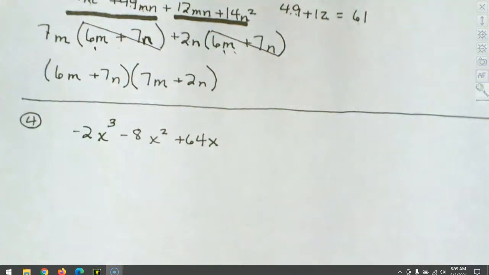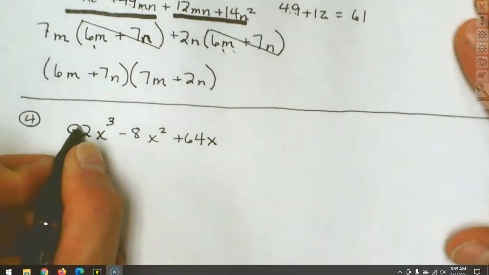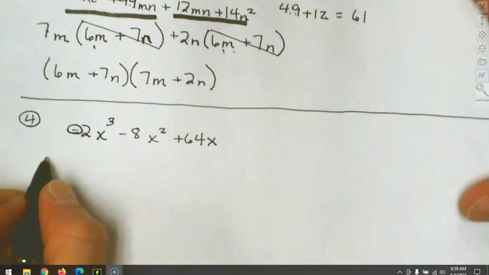When I see this problem, the first thing I need to look at is my first term. And you notice that that first term is negative. Whenever that first term is negative, I have to at least factor out a negative. I might be able to factor more out. In this case, I can. I'm going to factor out a negative.